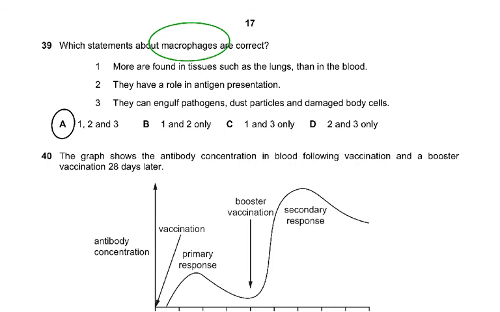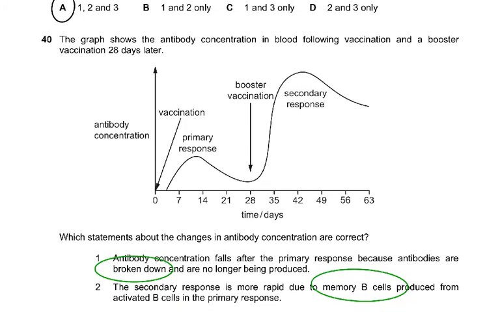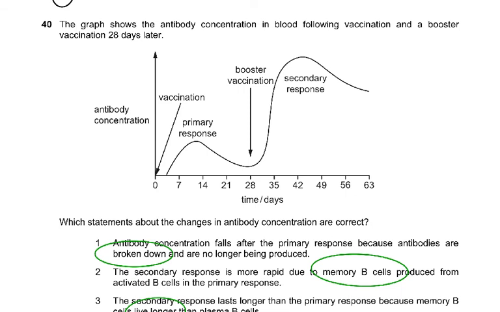And then we have question 40. The graph shows the antibody concentration in the blood following vaccination and a booster vaccination 28 days later. We all are getting our corona vaccines, and we get the second dose a few days later, and the reason is so that we have more plasma B cells, and more memory B cells, so that when the actual pathogen enters, they will immediately convert to plasma B cells, make antibodies, kill the pathogen, and you do not suffer from the disease.